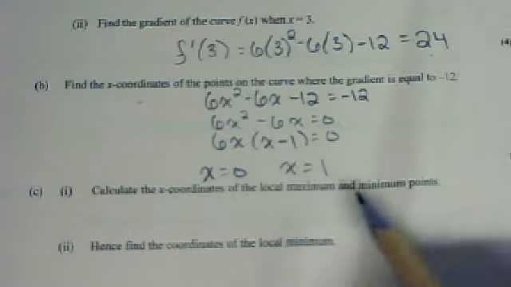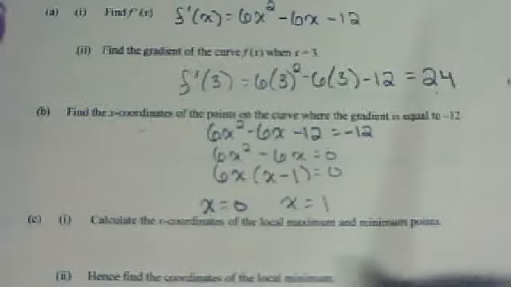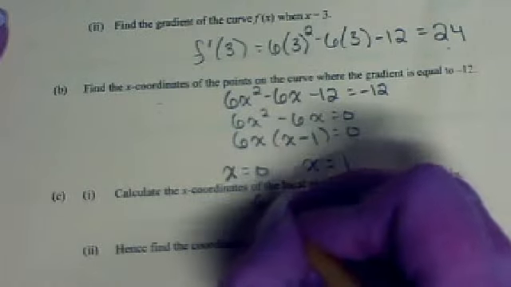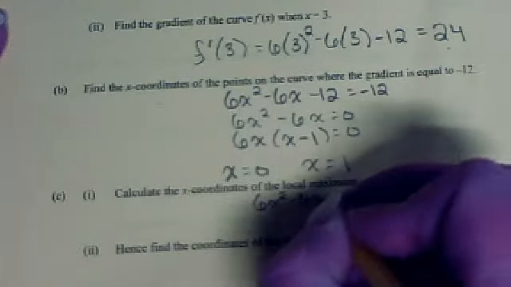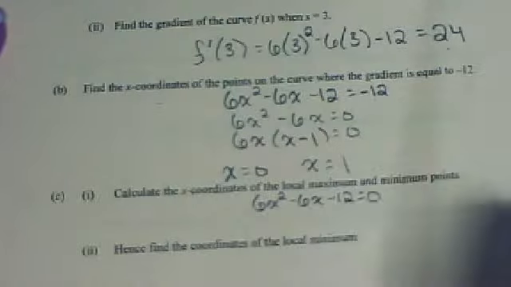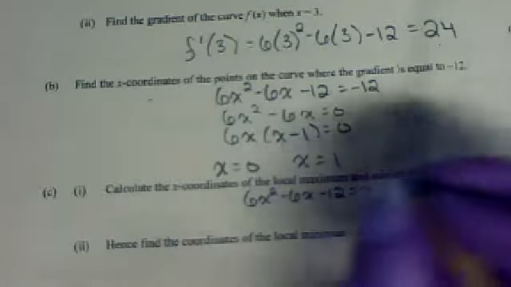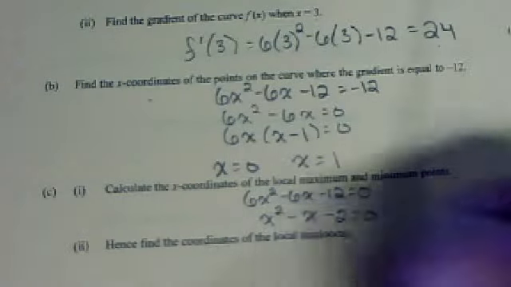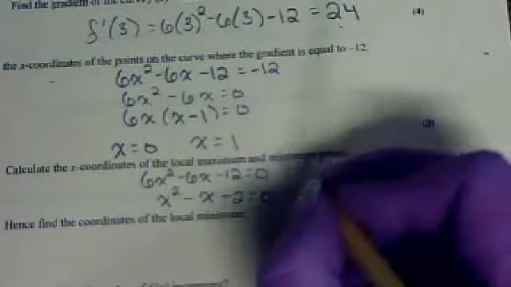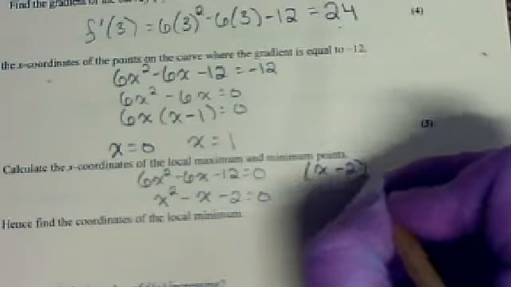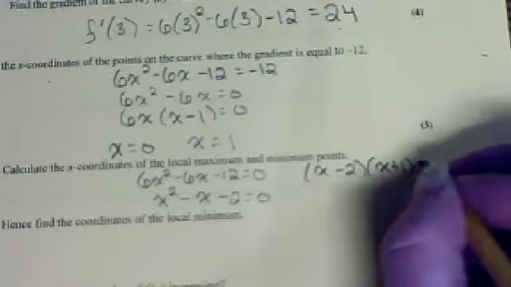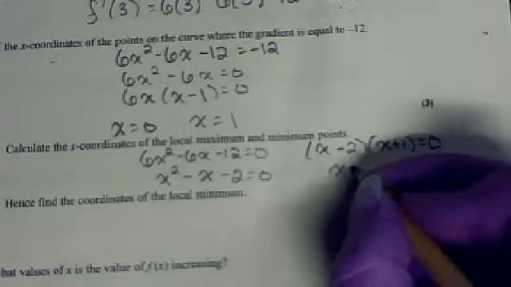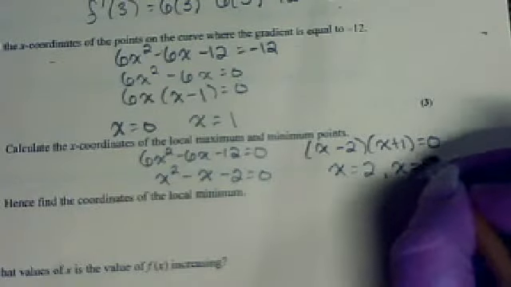Calculate the x coordinates of the local maximum and minimum points. Well, maximums and minimums have a gradient of 0. We just looked at that. So when is our gradient 0? So when does 6x squared minus 6x minus 12 equal 0? Well, to help myself out, let's divide everything by 6. X squared minus x minus 2 equals 0. Ooh, that's factorable. That'd be x minus 2 times x plus 1 equals 0. That's x equals 2 and x equals negative 1.